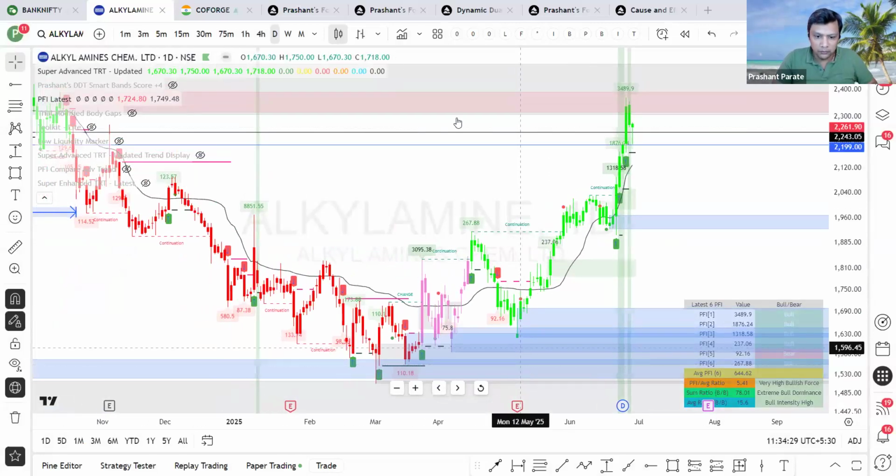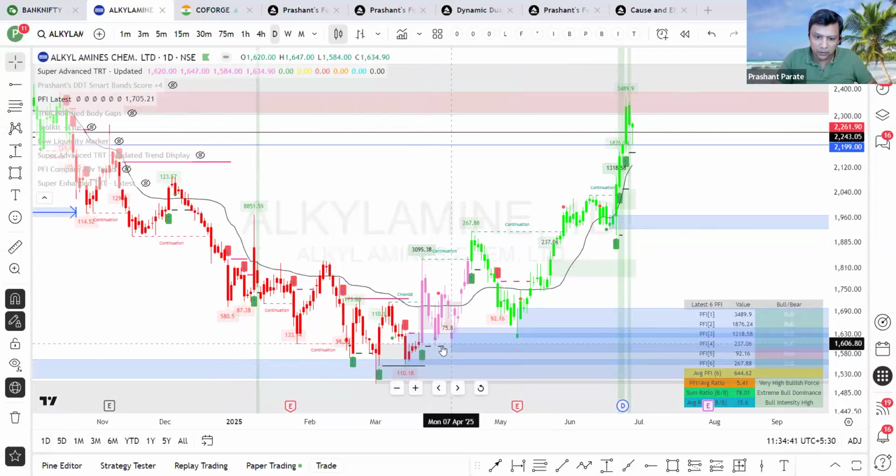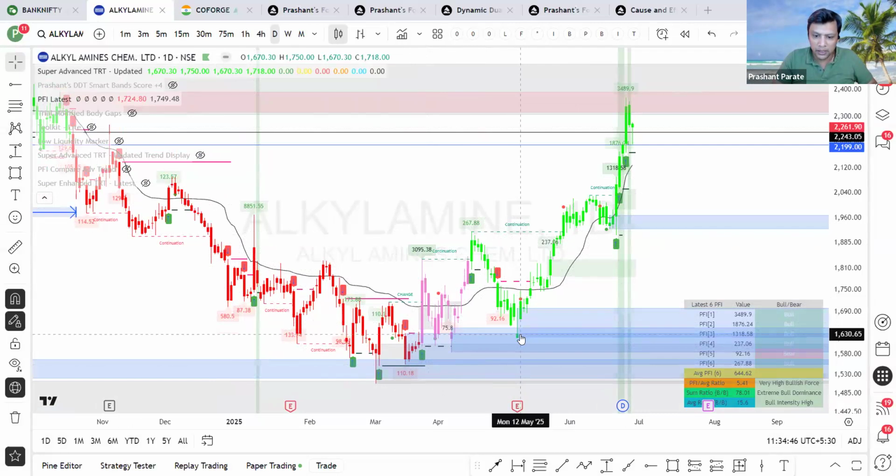So alkylamine, we can see there was a strong PFI of 3000. There was 8000, 3000. After this change, as there was very strong PFI, it came down, gave a retracement entry, went up. But it turned green here. And after turning green, again it came down, gave a retracement entry in the buying area and went up. After this, it has gone up significantly and there is a very strong bullish PFI.